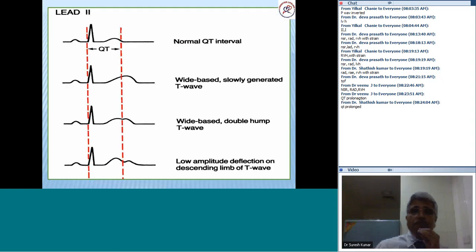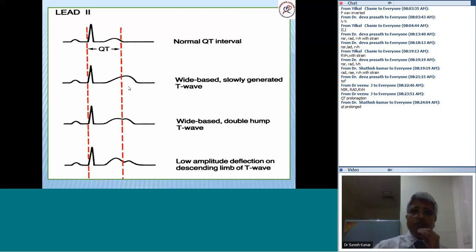And in this, see the normal QT interval above, you could have a very broad-based wide T wave, or you can have a broad-based double hump T wave, or you could have a low amplitude deflection on the descending limb of the T wave. These are various T wave morphologies that could occur with long QT syndrome.